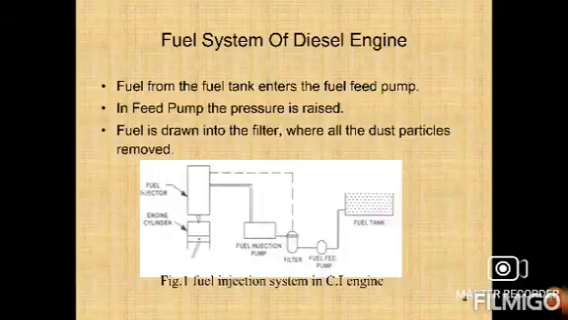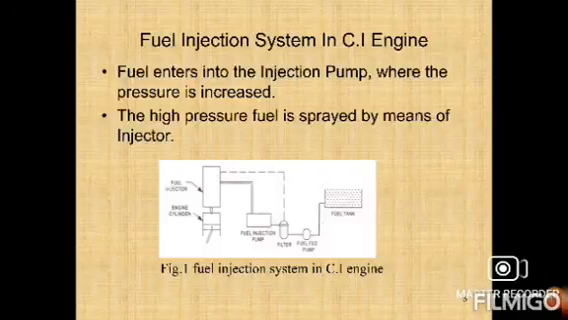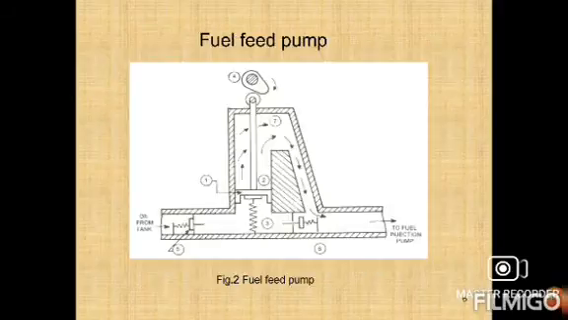You can observe here also, fuel from the fuel tank enters the feed pump, where the pressure is raised. The fuel is drawn into the filter where all the dust particles are removed. Then the fuel enters the injection pump where the pressure is increased, and the high pressure fuel is sprayed by means of the injector.